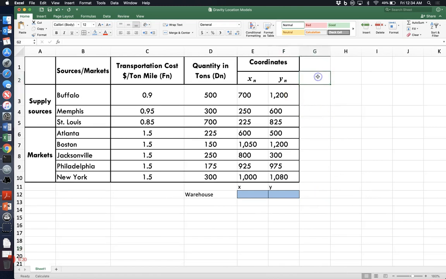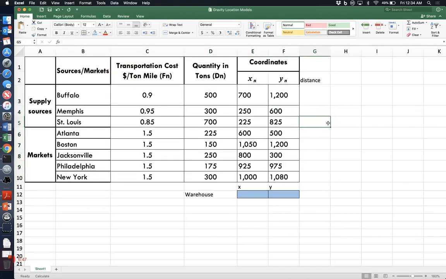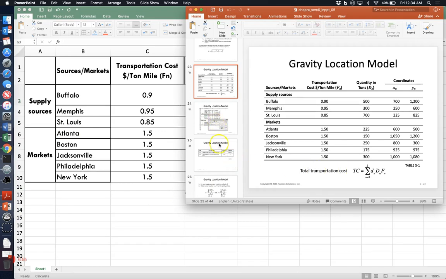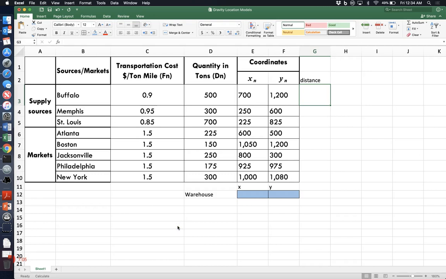Now here we are going to calculate the distance. And this is the distance between the warehouse and each of these locations, the supply locations and the market locations. So let's calculate this distance. As we know, the distance formula is the coordinate geometry distance formula. It's the difference between the X coordinates squared plus the difference between the Y coordinates squared, all under square root.